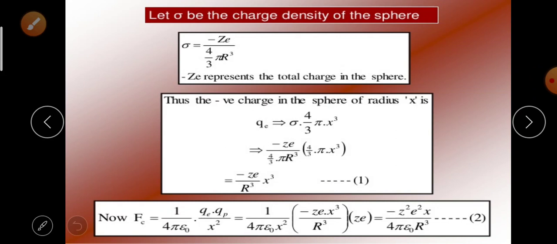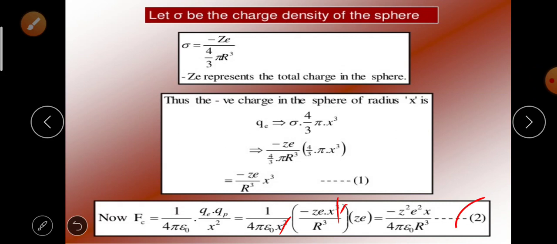is equal to 1/(4πε₀x²) into QE QP. In place of QE QP, minus Ze x³/r³ into Ze, and Ze into Ze is equal to Z²e². Here x² and x³ are cancelled, then minus Z²e²x/(4πε₀r³).